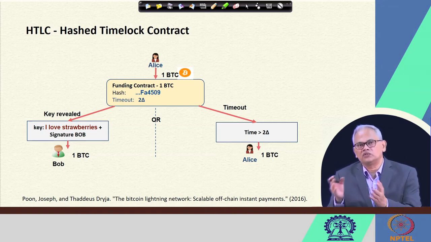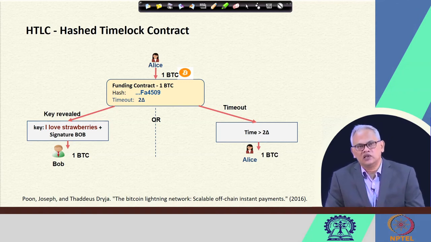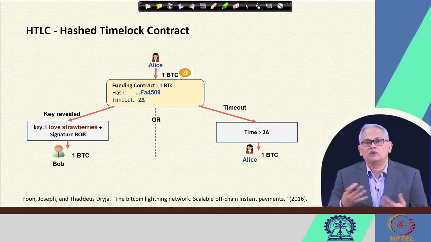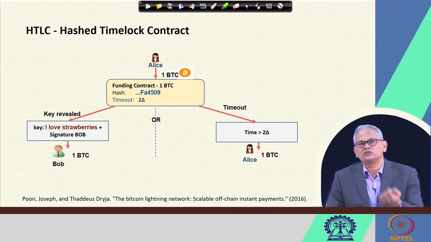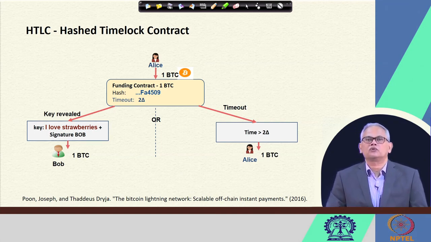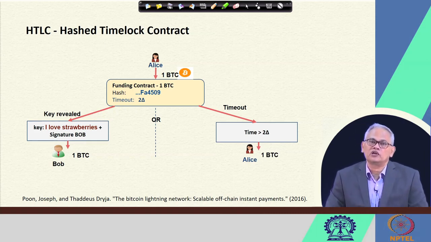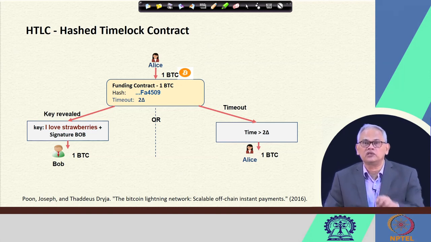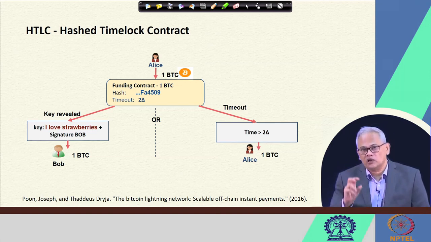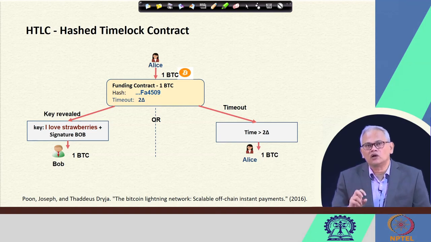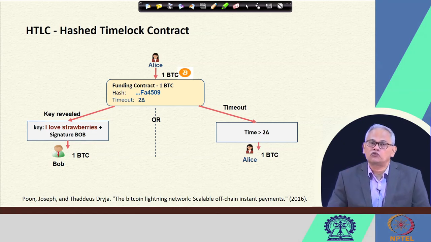What it says is that after this 2 delta, which is say 2 hours, Alice of course will not reveal the key because she did not get the service or the item from Bob. So, instead of revealing the key, Alice would just wait, and after 2 hours, assuming delta is 1 hour, this contract will time out, and then this 1 Bitcoin will be reverted back to Alice. So, the contract would be written in such a way that when the timeout occurs, the money will be paid back to Alice.